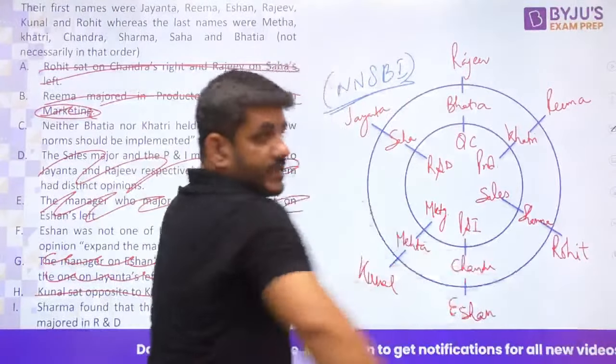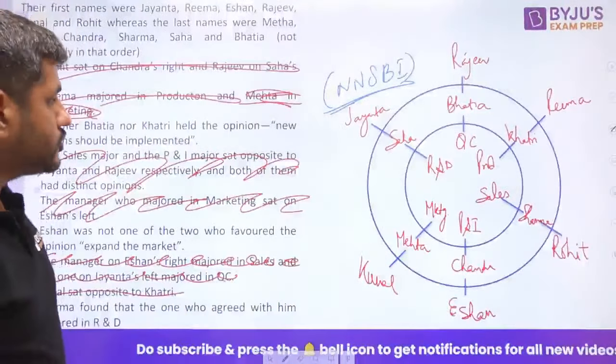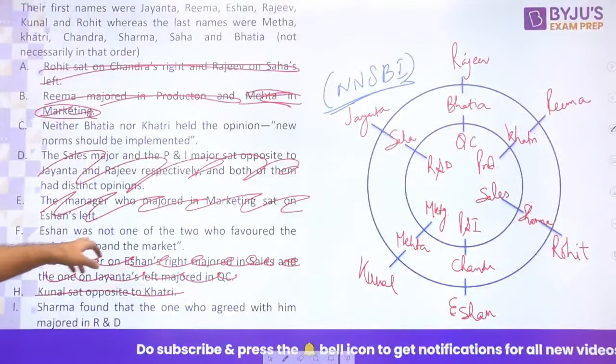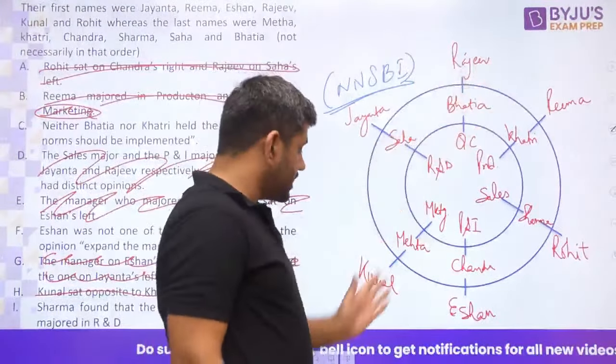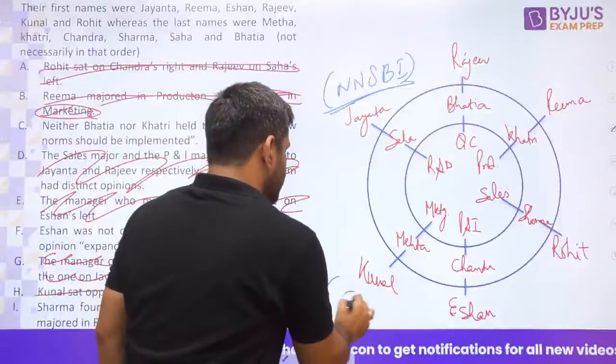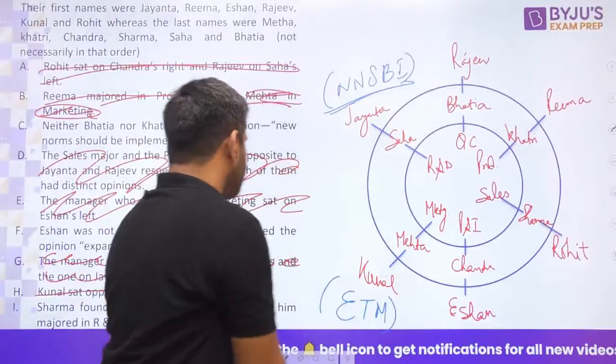These two guys are in favor of the new norm should be implemented. Ishaan was not one of the two who favored the opinion expand the market. So if Ishaan is not in favor of expand the market, then Reema and Kunal have to be. So Kunal and Reema favored expand the market.